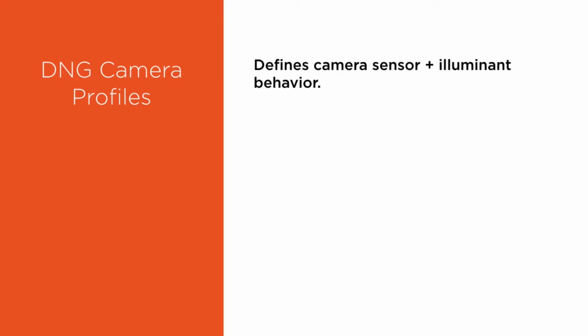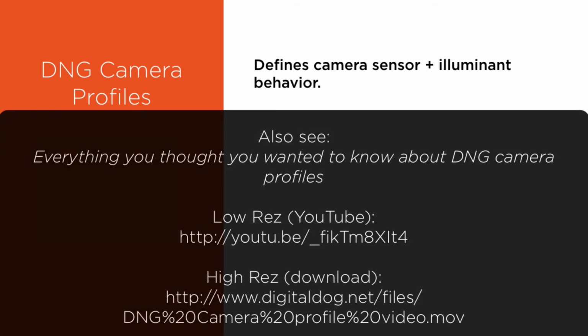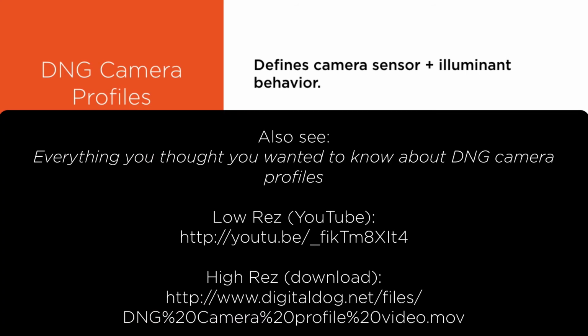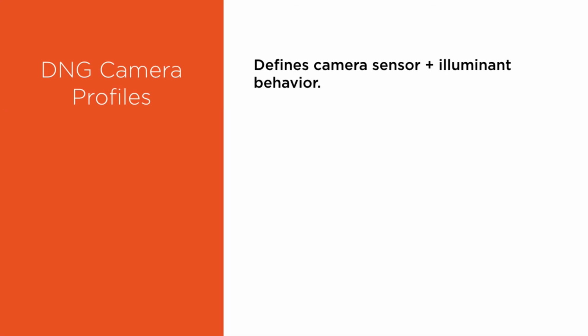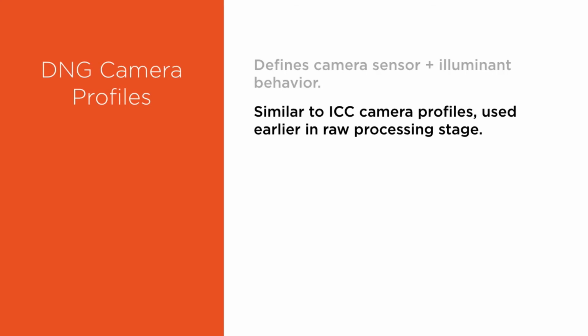Let's talk a little bit about DNG Camera Profiles. When you're working with Adobe Camera Raw, there are camera profiles that are supplied by Adobe, and as we'll talk about, profiles that you can actually make for your own particular camera. And what this does is simply define how the camera is going to behave under a certain color illuminant, like daylight or tungsten or fluorescent. They're conceptually very similar to ICC camera profiles of the past, but they're used in a much earlier raw processing stage, and I think they do a much better job for a number of reasons.